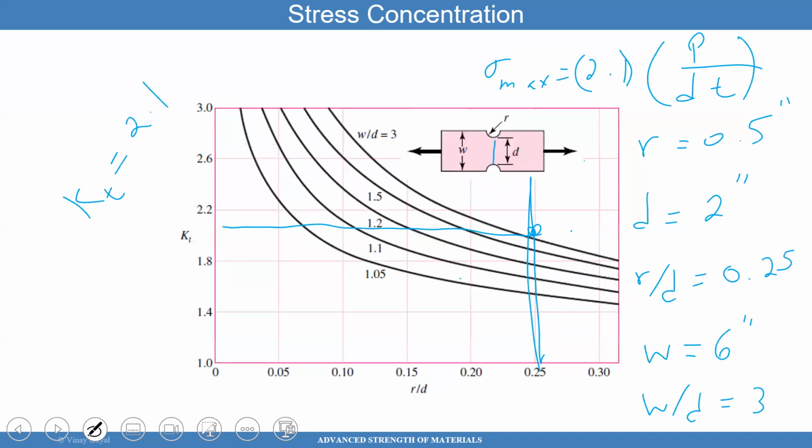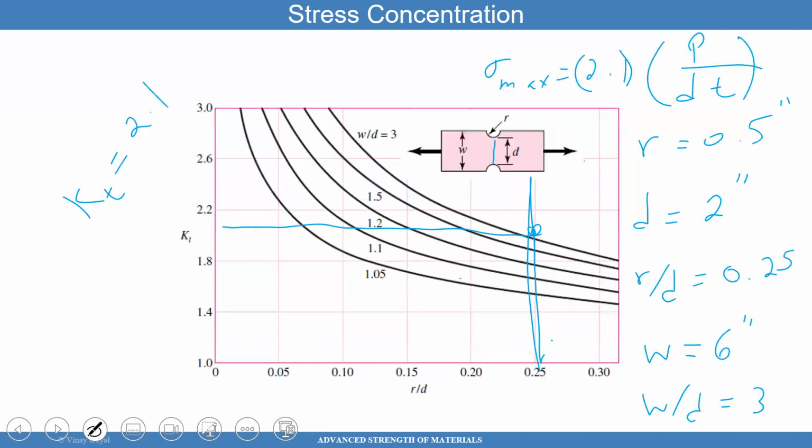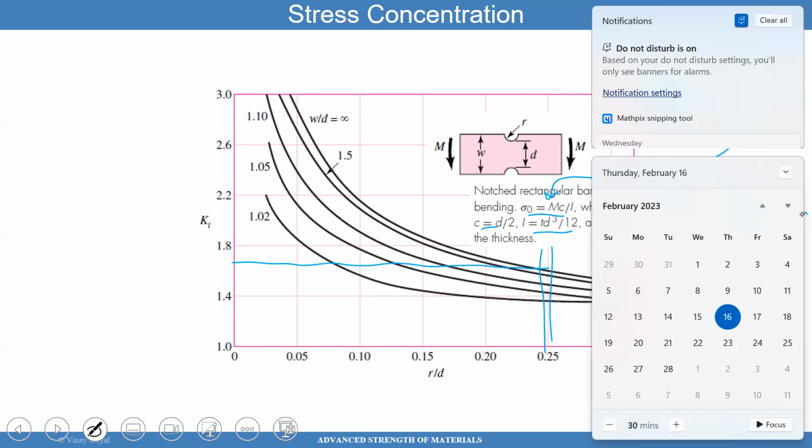In the previous example, if I use the same dimensions, 0.5 for R, 2 for D, that's going to give me 0.25 again. And then if I use the dimensions of W of 6 and D of 2 that I have here, W over D is 3, intersects over here. And so now again, the KT is close to, and I'm really ballparking this, say, 1.7 or so. I'll let you figure it out. That 1.7 gets multiplied by the sigma naught to give you the sigma max at the hole, near the hole.